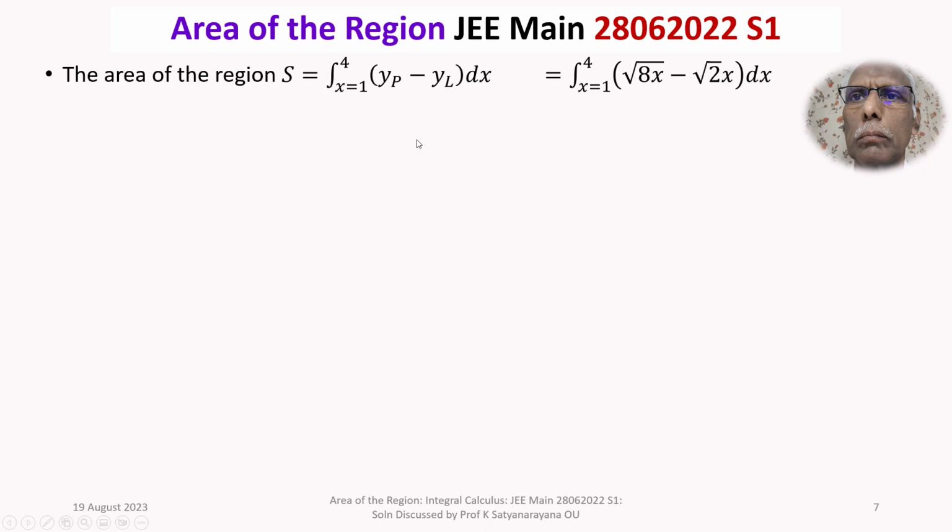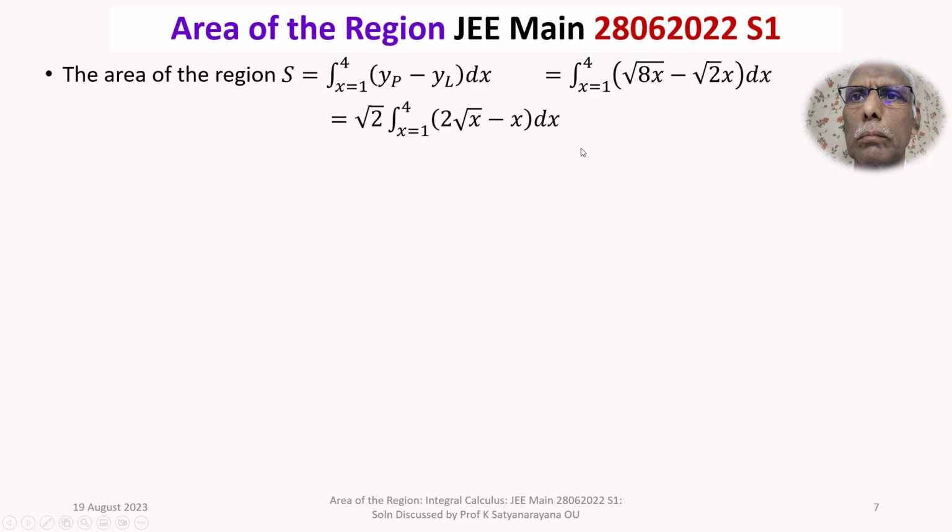That's what we have. The area of the region S is integral x equal to 1 to 4, square root of 8x minus root 2 multiplied by x, dx. Integration is very, very simple. So root 8x will be root 8 into root x. Root 8 is 2 root 2 and root 2 is taken common. So root 2 integral x equal to 1 to 4, in brackets, 2 root x minus x.